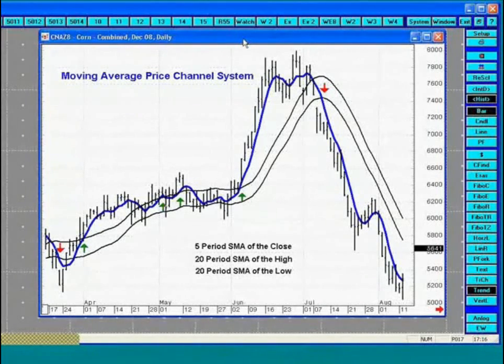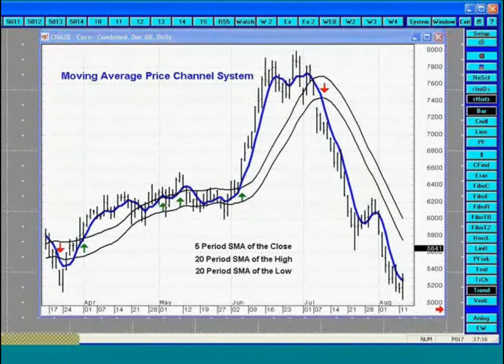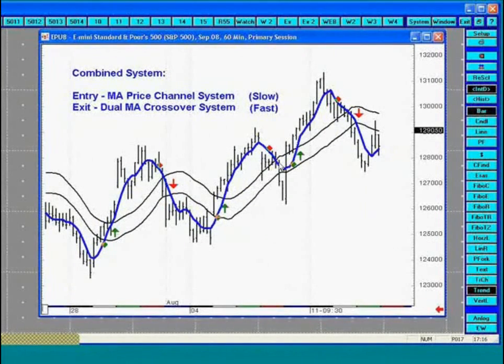Now, one way I explored when I was working with the moving average systems was to combine these two approaches: combine the crossover technique with the price channel technique. Now what you have here is, again, the price channel. This is the price channel system.